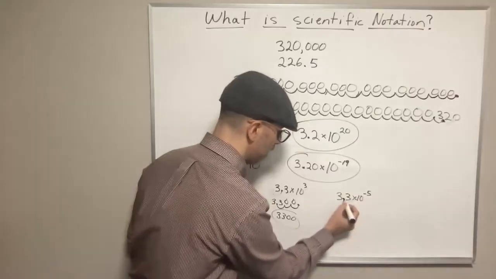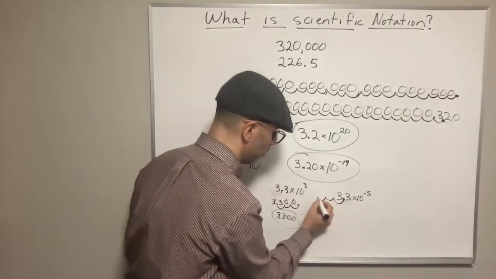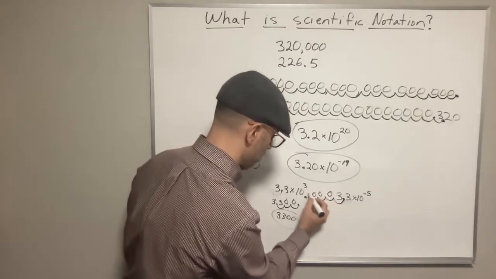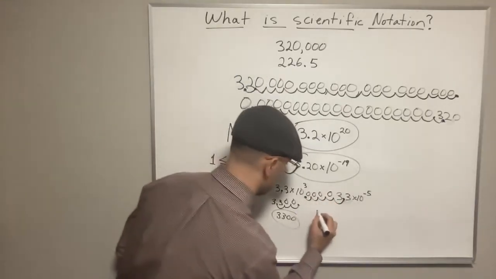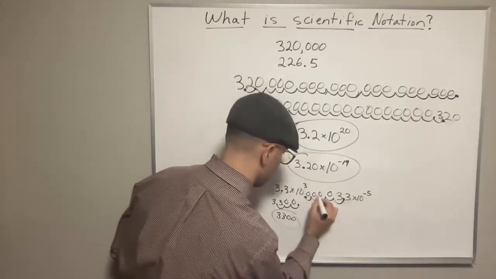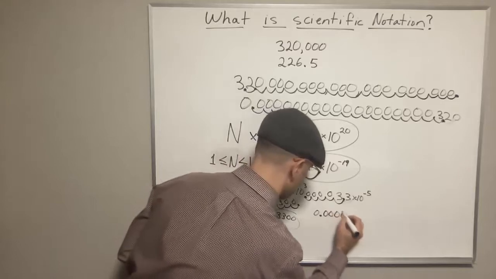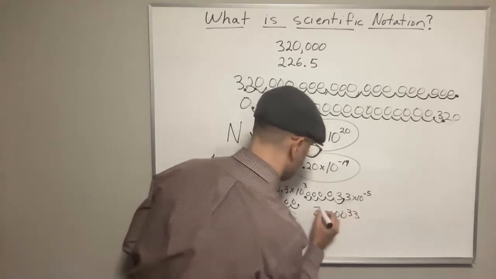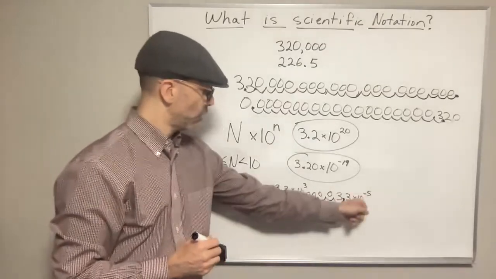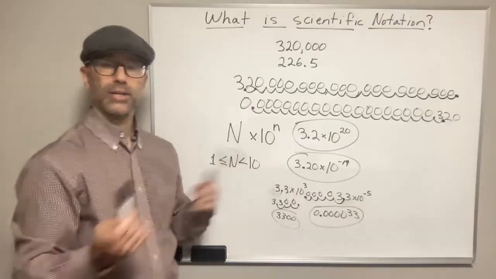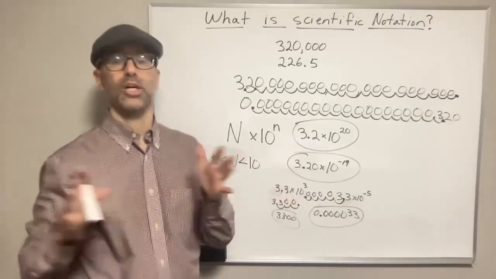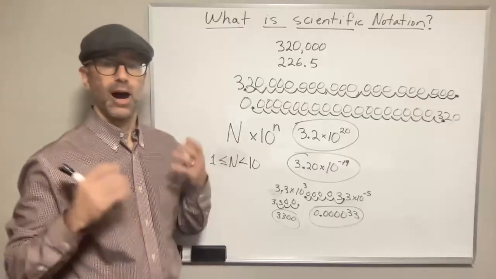So I'm going to move it 5 times. 1, 2, 3, 4, 5. So I'm going to put zeros here. And so now I have 0.0, I have 1, 2, 3, 4 zeros, 1, 2, 3, 4, and then 3, 3. So this would be the standard notation for this number here. So you can go back and forth, from scientific notation to standard, or standard to scientific notation.